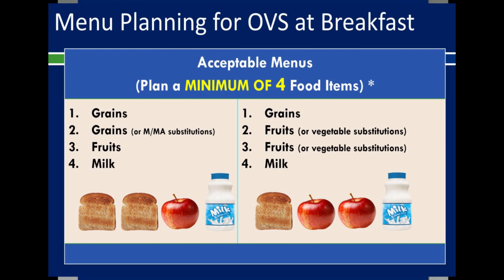Here are some example menus for menu planning when implementing offer versus serve. The menu planner could choose to offer 2 grains. One could be a meat alternate, such as eggs or turkey sausage, a fruit, and a milk. On the right side, you might only offer 1 grain, 2 fruits, such as a whole fruit, canned fruit, frozen fruit, and then your second fruit might be a fruit juice.